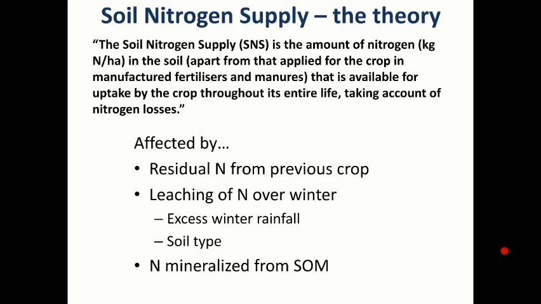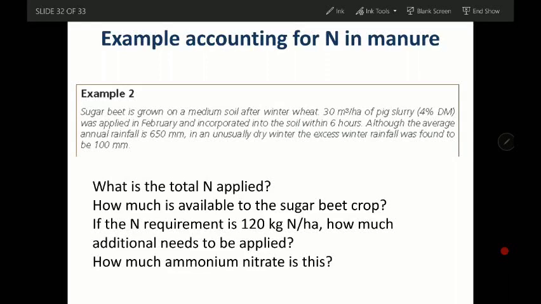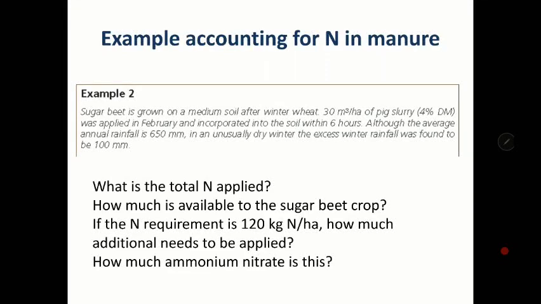And then it's also affected by how much nitrogen is mineralized from soil organic matter. So excess winter rainfall, really important. It's the actual rainfall between the time when the soil profile becomes fully wetted in the autumn and then what we call the end of the drainage period in the spring.